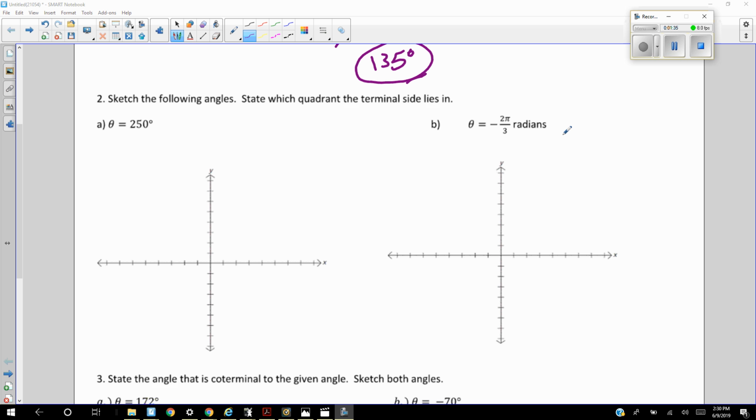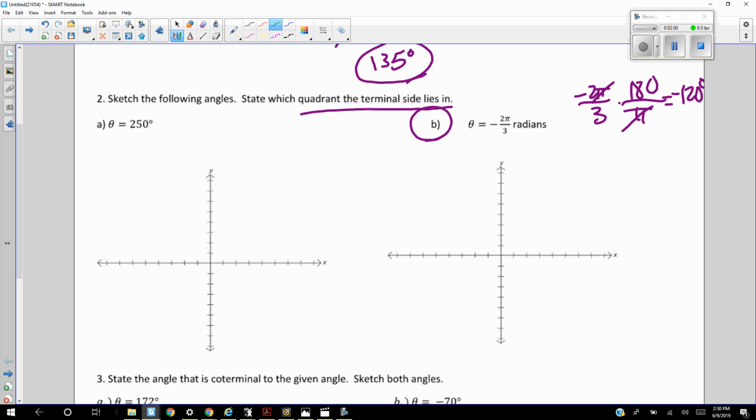All right, next section, we're sketching the following angles and then stating which quadrant the terminal side lies in. Remember, terminal is the ending part of the angle. So let's go ahead and sketch. Let's do letter B, negative 2 pi over 3 radians. So if you need to, convert that to degrees to help you out. So that's negative 120. And we're going to go clockwise. It's a negative angle.